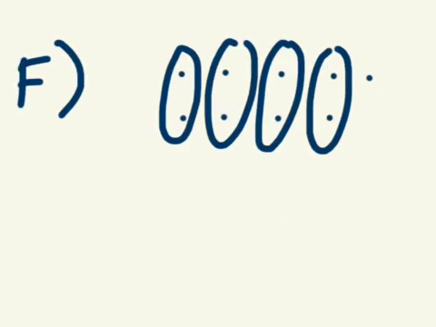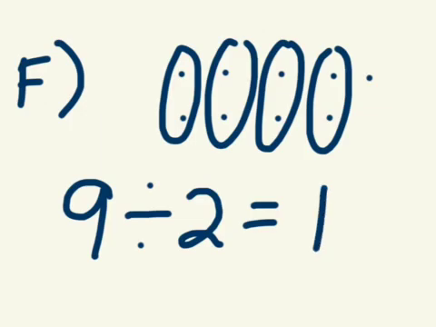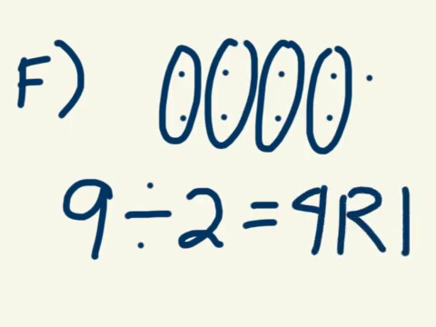Our next question has 9 counters divided into groups of 2. So you can see that there are 4 groups with 1 left over. So the answer to 9 divided by 2 is 4 groups with 1 left over, remainder 1.